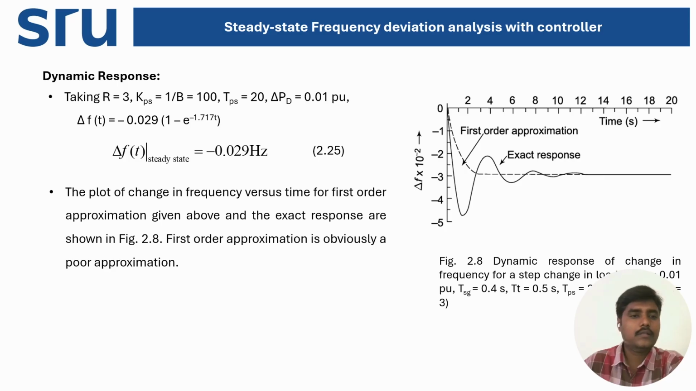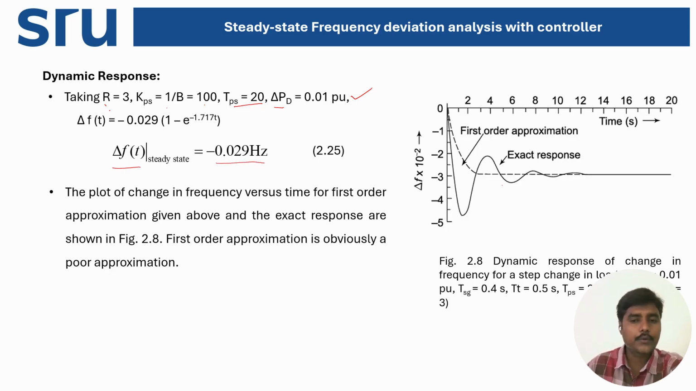So for these values, when you take R is equal to 3, KPS is equal to 100, TPS is equal to 20, and delta PD is equal to 0.01 per unit. These are only some considered example values just to draw this graph. Once you substitute all these values, you will get delta F of t as minus 0.029 Hz.